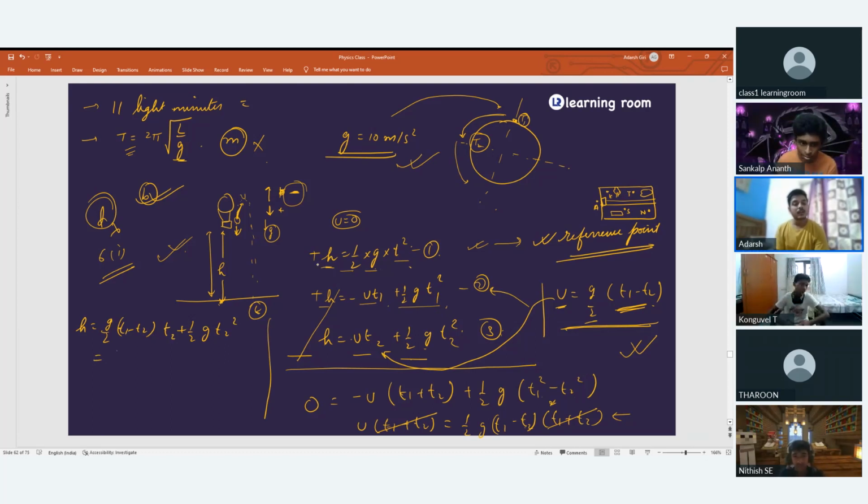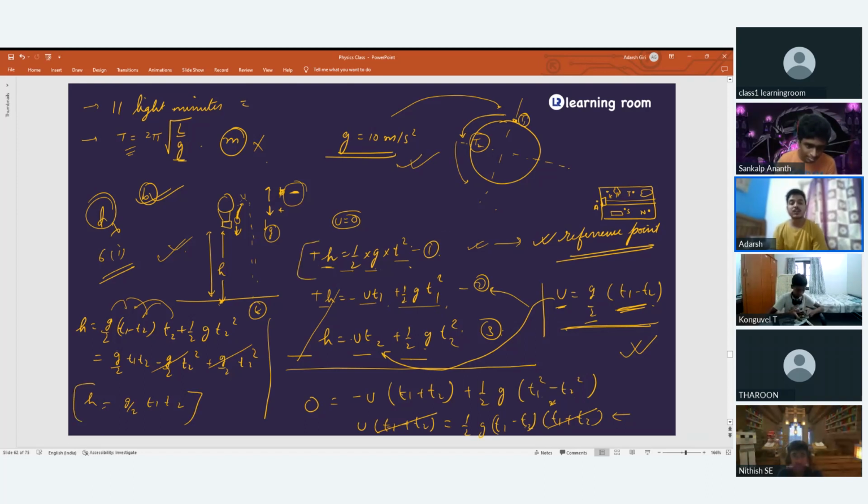Now you multiply t2 inside and you multiply g by 2 inside, so it becomes g by 2 t1 into t2 minus g by 2 t2 square plus half g t2 square. Okay, so this gets cancelled. You get h is equal to g by 2 t1 times t2.